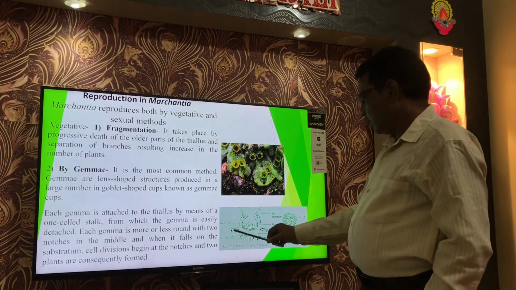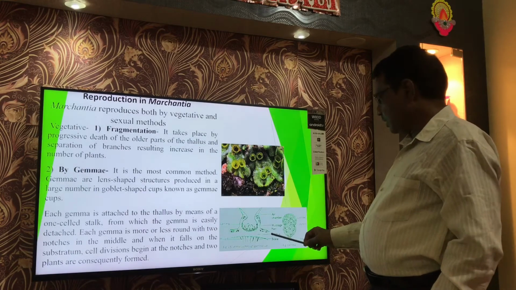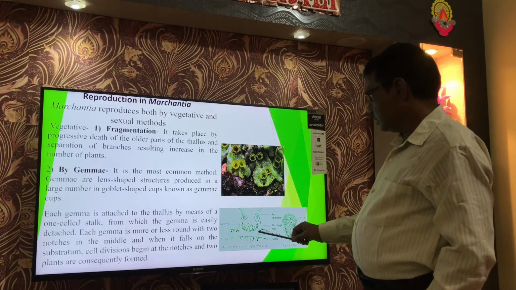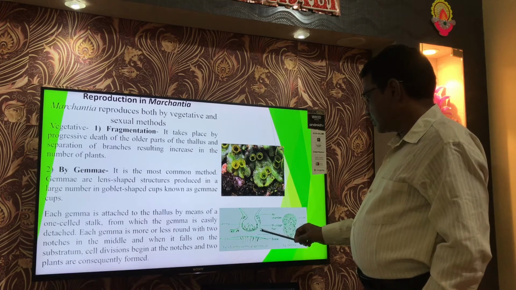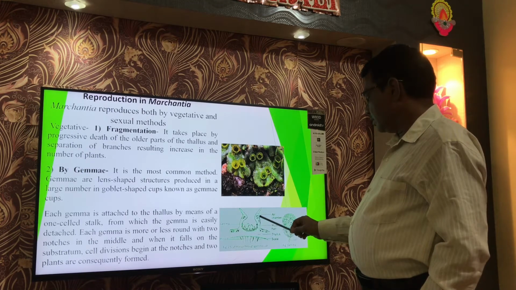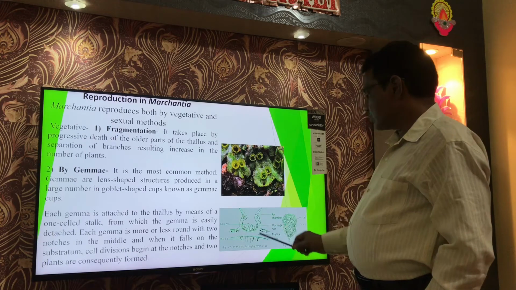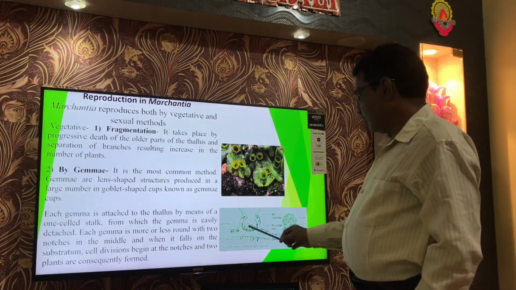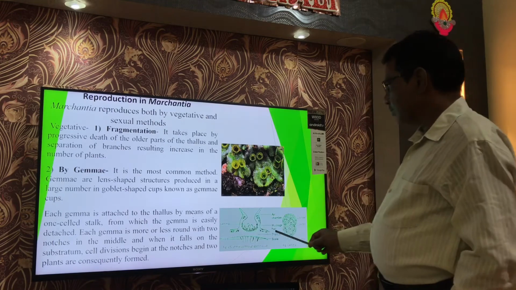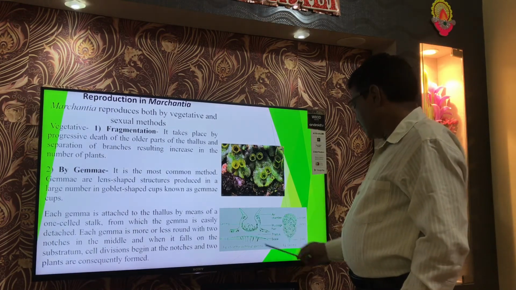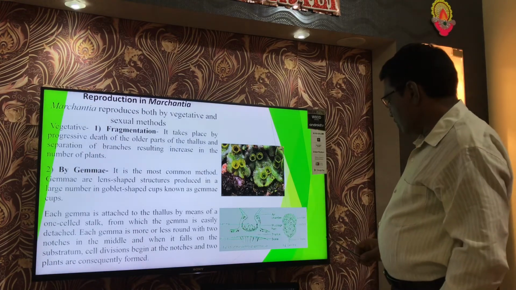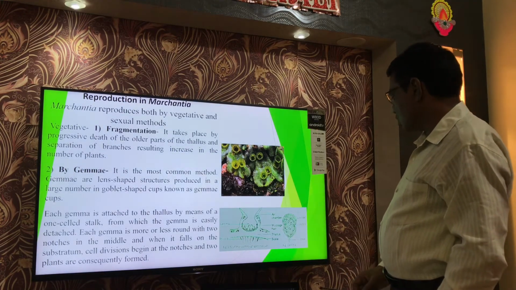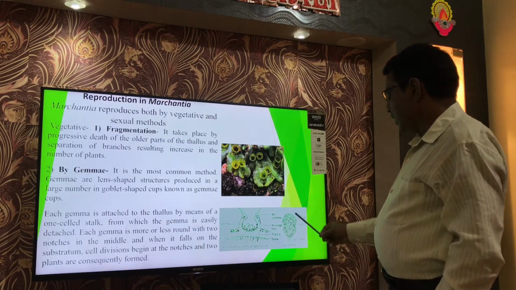This is, as usual, a thallus of Marchantia, which we have studied in internal structure. Only in addition to this, instead of a photosynthetic zone, here a cup-shaped structure is produced, and in the cavity of the cup, a large number of lens-shaped bodies are produced, which are called gemma bodies. If you observe the structure of a gemma body, it has a short stalk and a multicellular structure.